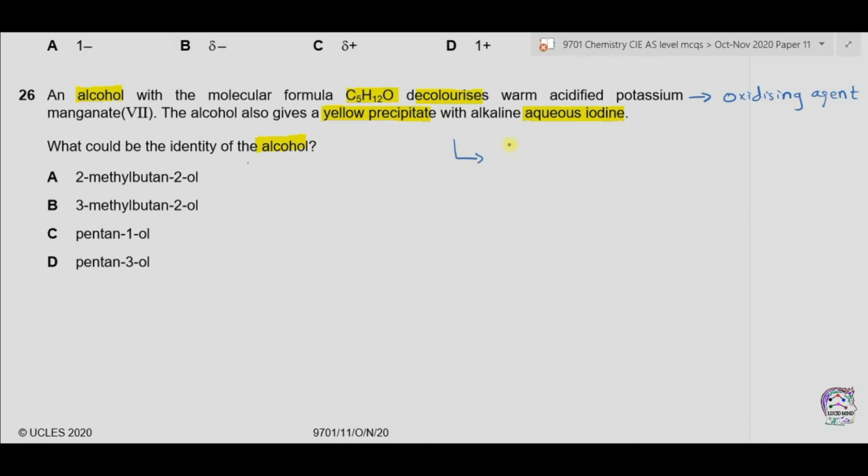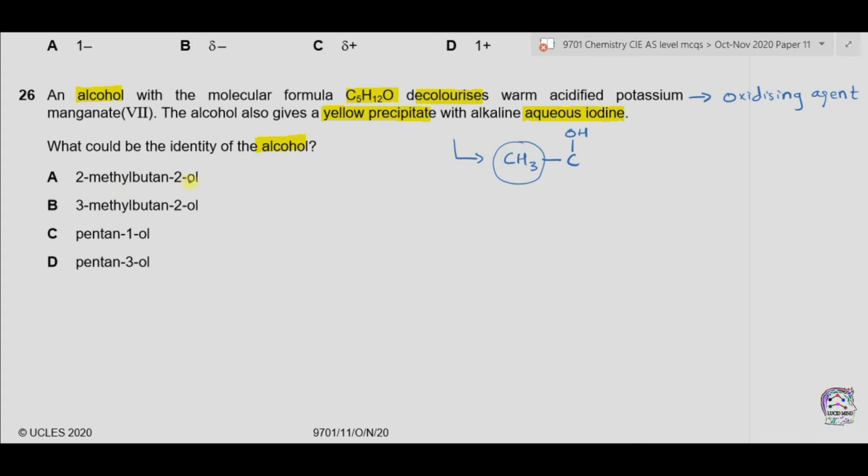Now we must know that for an alcohol to give a positive result for this reaction, there must be a methyl group attached to the carbon having the alcohol functional group. If no CH3 is attached to the carbon atom having the OH group, then the yellow precipitate is not formed. Let's move towards the options.